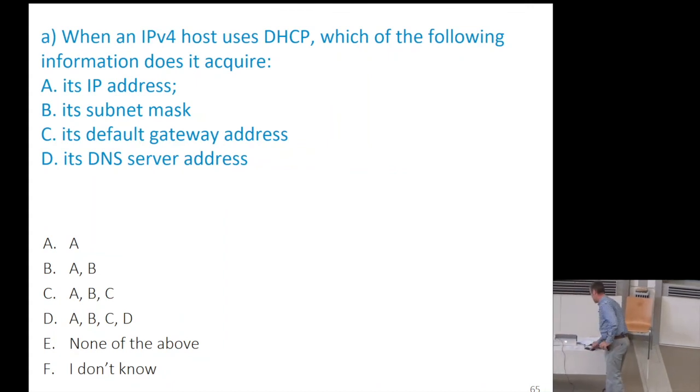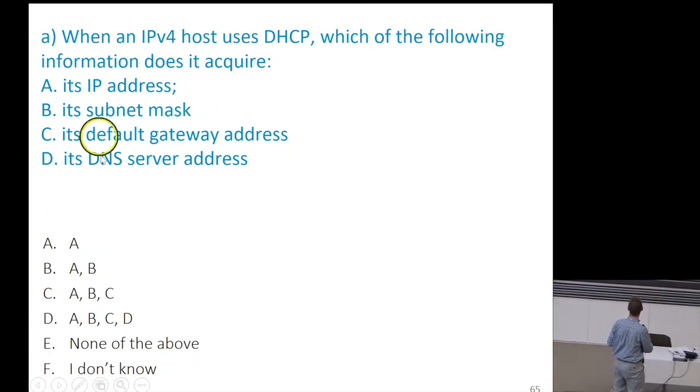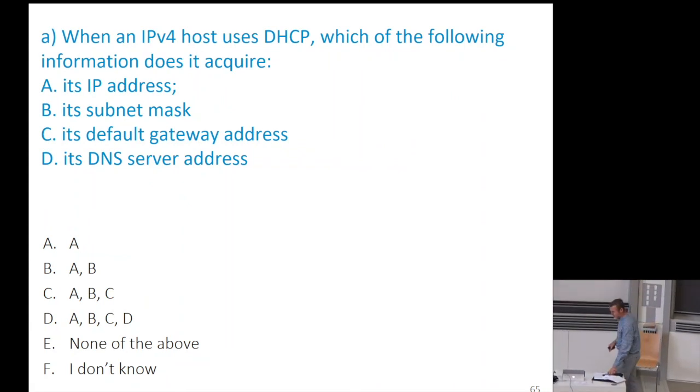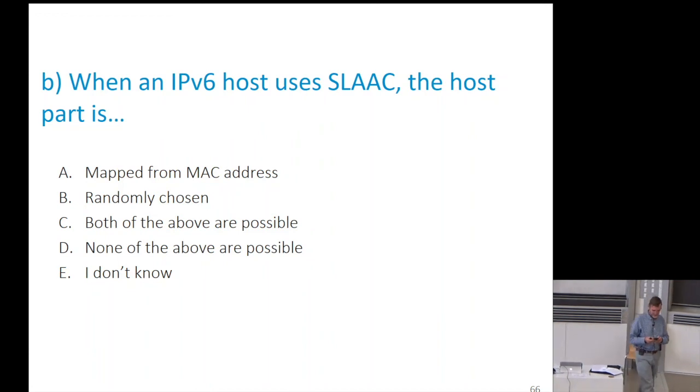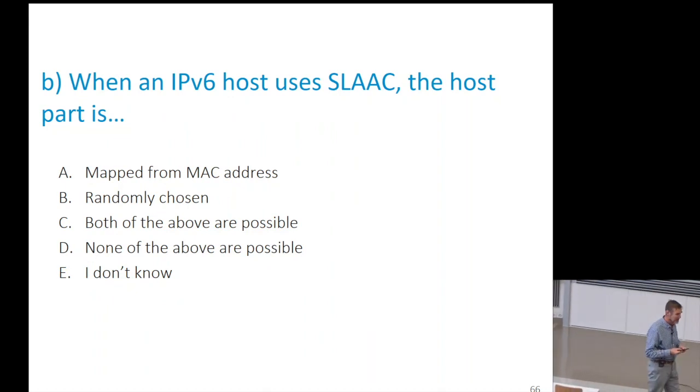So let's do a little checkpoint on this. And the correct answer is D, which is also the majority vote. You need all that stuff, right? So by default, if you use DHCP, you get all that stuff. And when you use SLAAC, what happens? And you can see the result. C is the correct answer. It was a race between C and A.